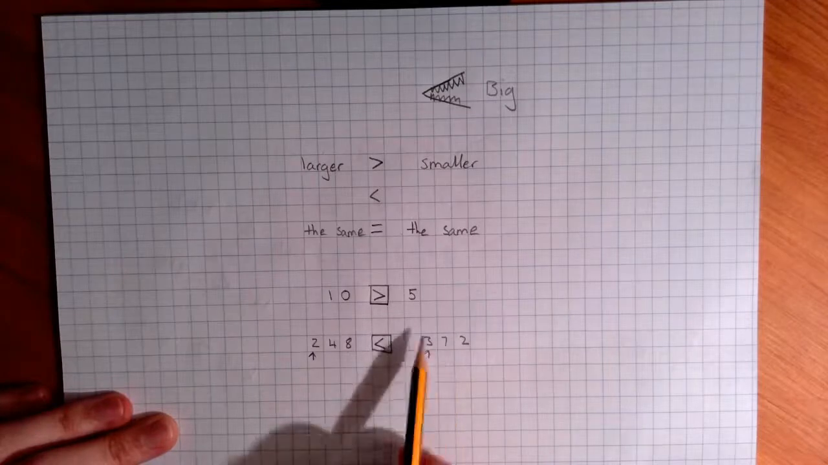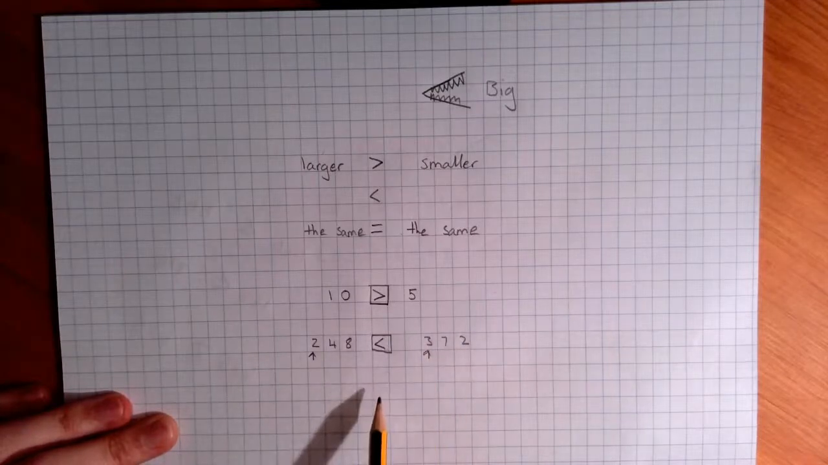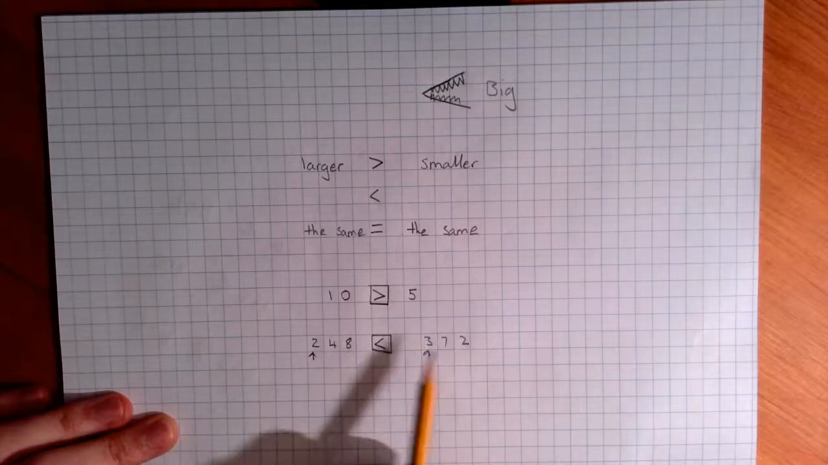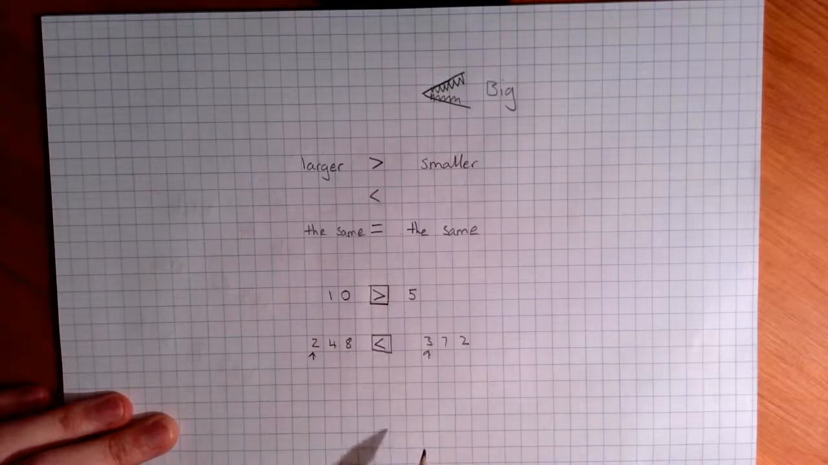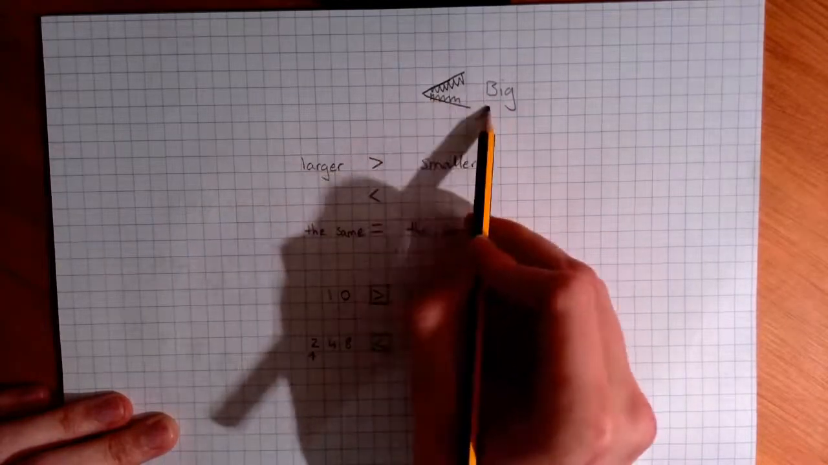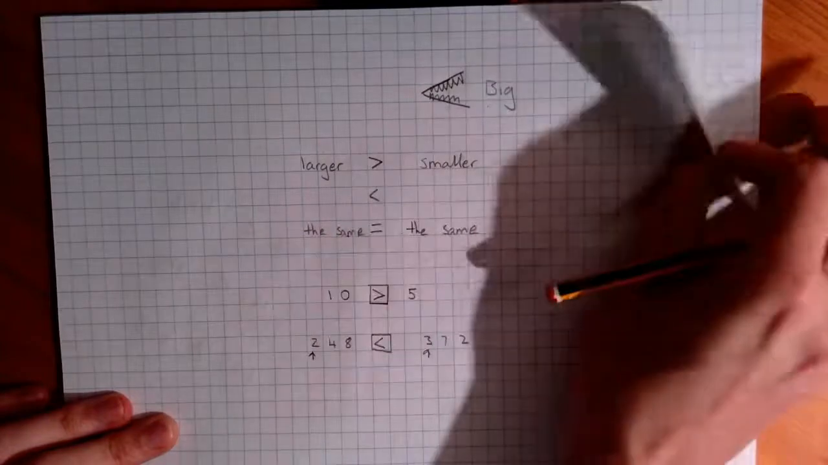Now it's nice and easy once you've got answers, but what you might find is you come across some questions where you have to do some calculations and then decide where the symbols go. So the key thing to remember is the crocodile's mouth opens to the bigger number or the bigger answer.